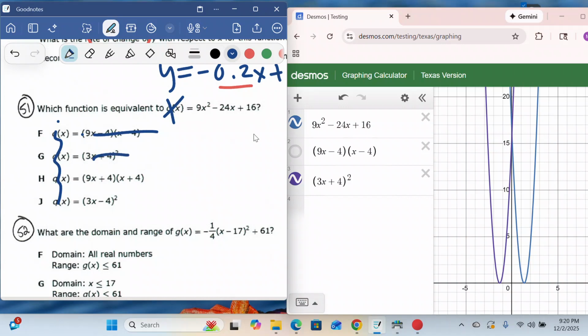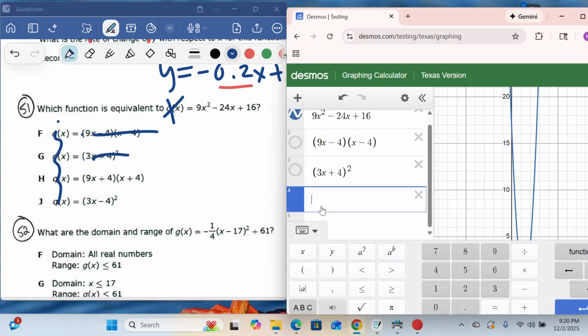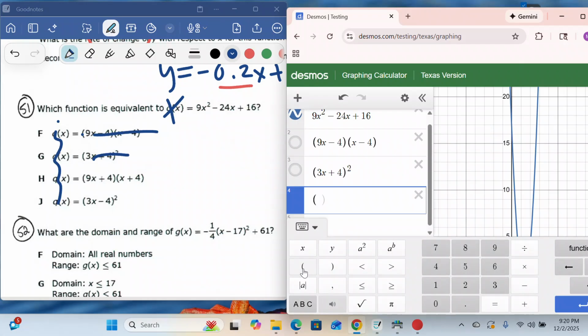The next one, I'm going to go ahead and take out the color of purple, and I'm going to do the last one, the third one. And I'm going to go ahead and put 9x positive 4, x plus 4. Sometimes I tend to make mistakes, so you've got to check my work, and we will troubleshoot it together in case I do a wrong problem.